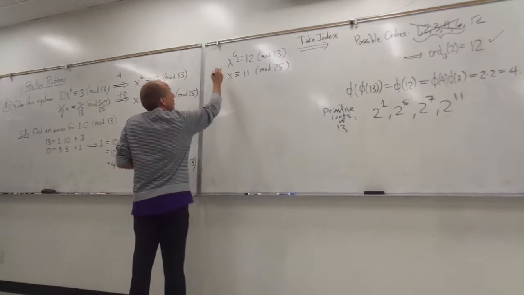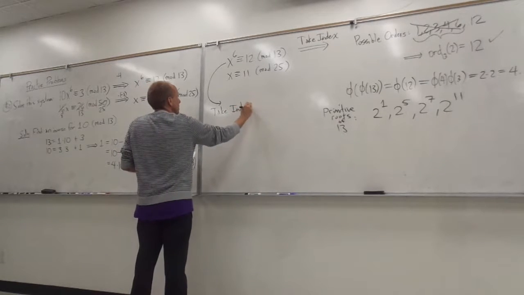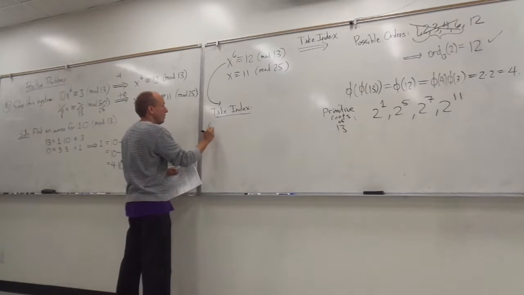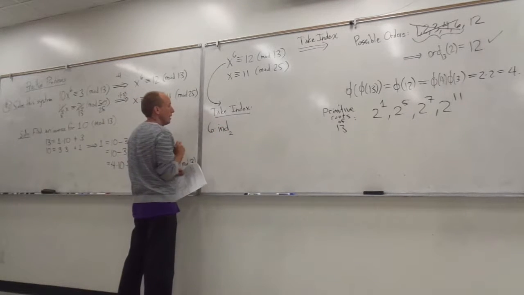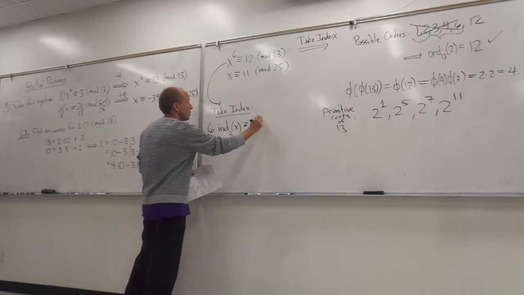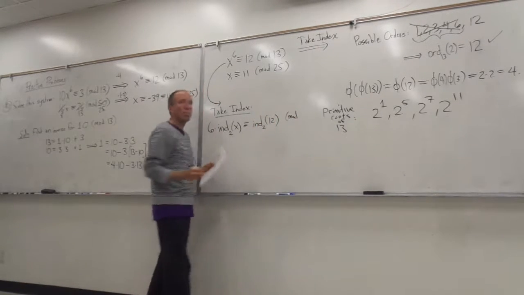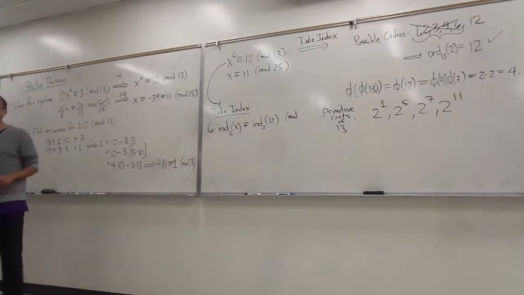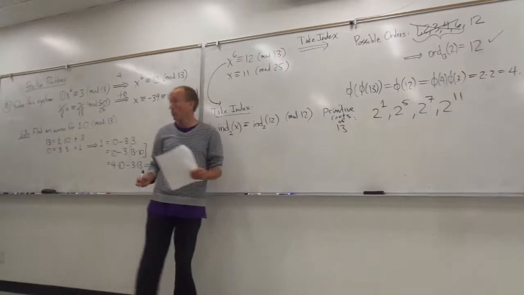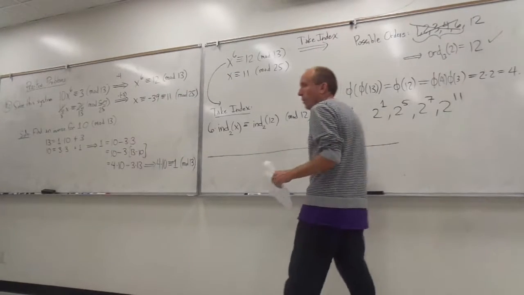When I take the index here, remember that we have our nice properties of index. So the 6 comes down, and we multiply by the index with respect to 2 of x, congruent to the index with respect to 2 of 12. What modulus is that congruence going to occur in? In phi of 13, exactly, which is 12. That's exactly right.